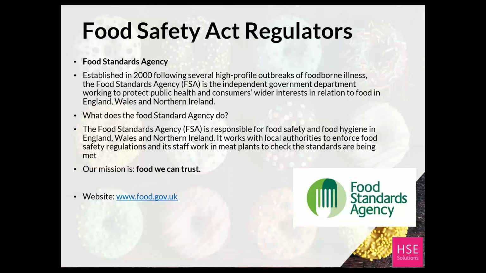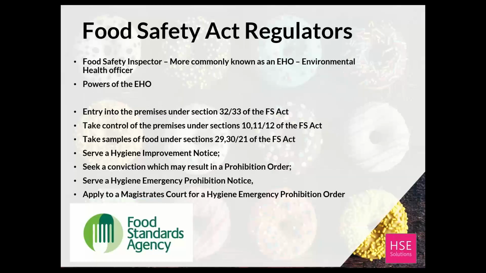And they've now got the power to come in and check establishments, very, very similar to a health and safety inspector. So a food safety inspector, more commonly known as the EHO, has these various powers. They can enter the premises under section 32-33. They can take control of your premises under those sections. They can take samples of food. They can serve a hygiene improvement notice, which would be very similar to a health and safety notice, where they would say, we're going to come back in 28 days and you need to make sure these areas are clean and show us your cleaning regime and protocols.